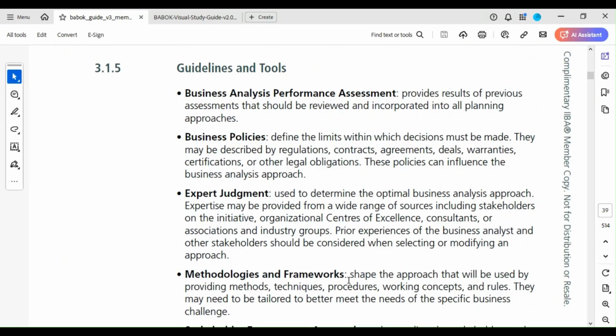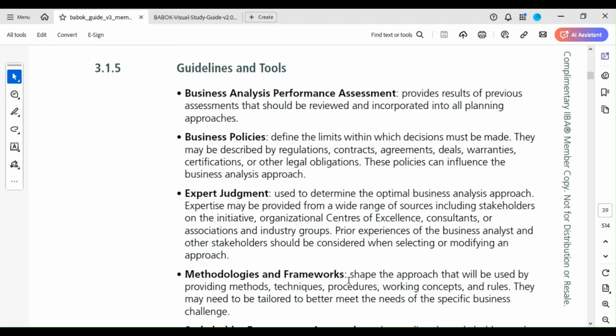So, guidelines and tools. Business analysis performance assessment would guide your decision in planning the approach you want to take. I know this is overwhelming, but just think of it this way. The business analysis performance assessment provides results of previous assessments that should be reviewed and incorporated into all planning approaches. So maybe the former project you've assessed, you have to refer to it, so that it will help your decision in the planning approach for this project.